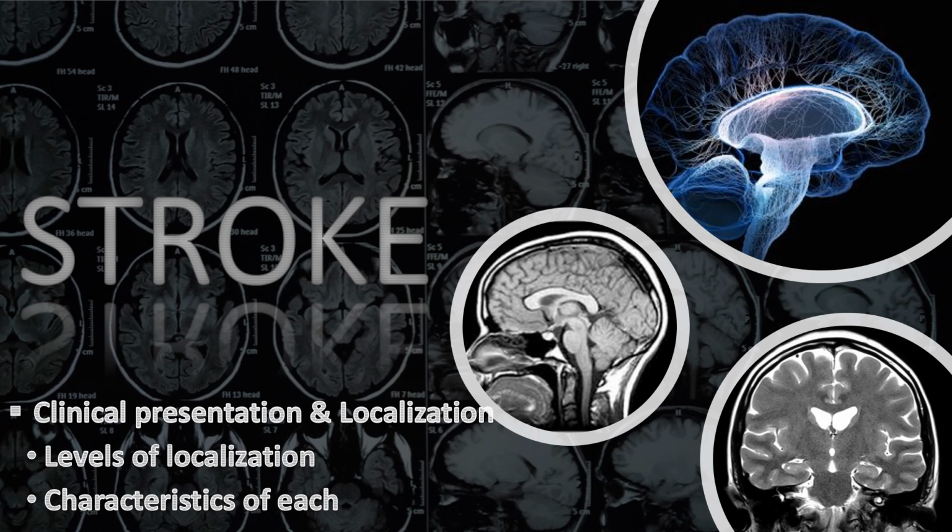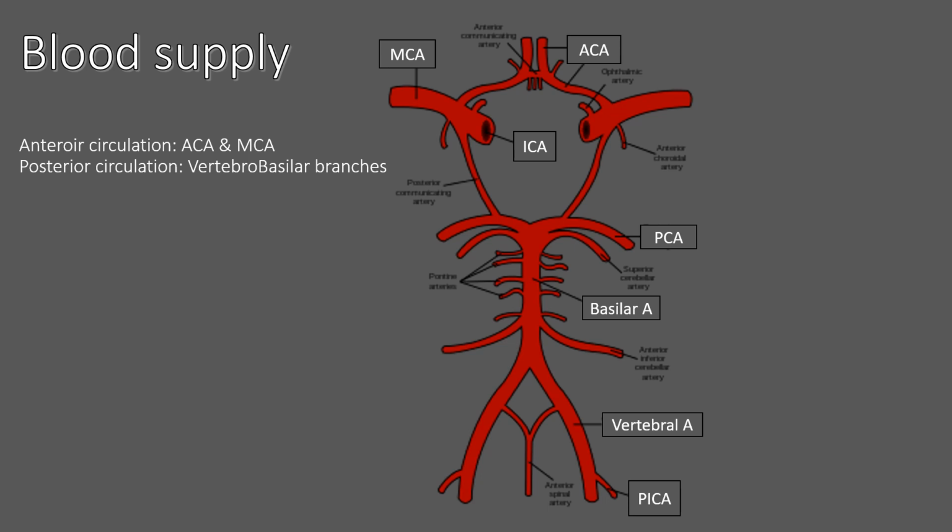We'll be focusing mainly on the clinical presentation and localization of the lesion, depending on physical exam findings. We'll go through the levels of localization in the central nervous system and the characteristics of each level. So we will begin with the blood supply to the brain.